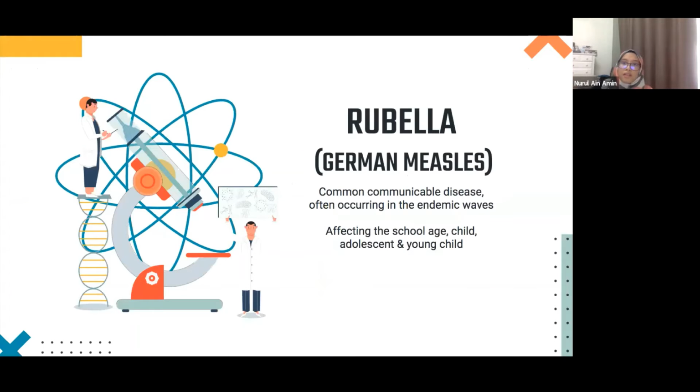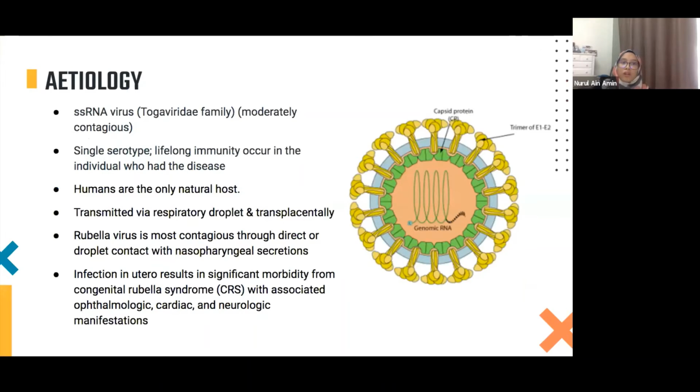Okay, next is rubella, German measles, also known as the 3-day measles. It is a common communicable disease, often occurring in endemic waves, and it usually affects school-age children, adolescents, and young children. Okay, what are the causes?